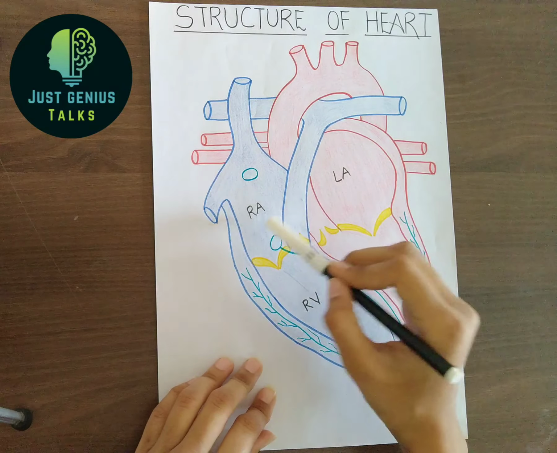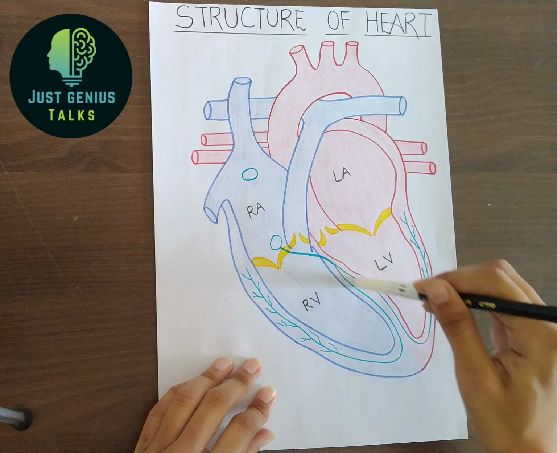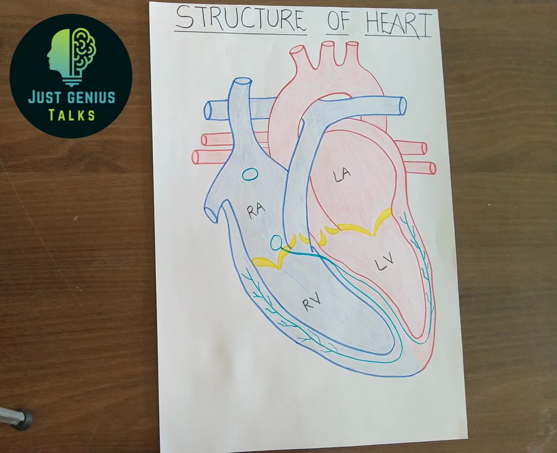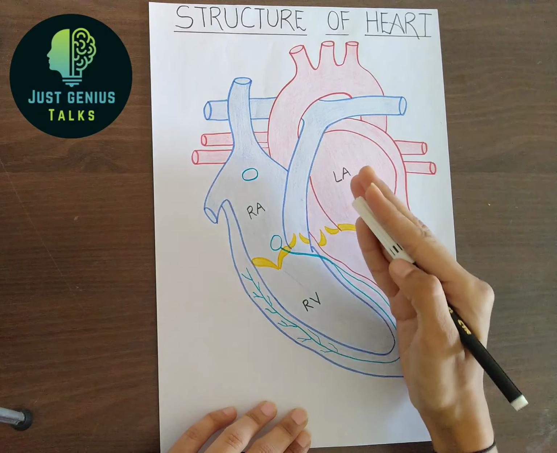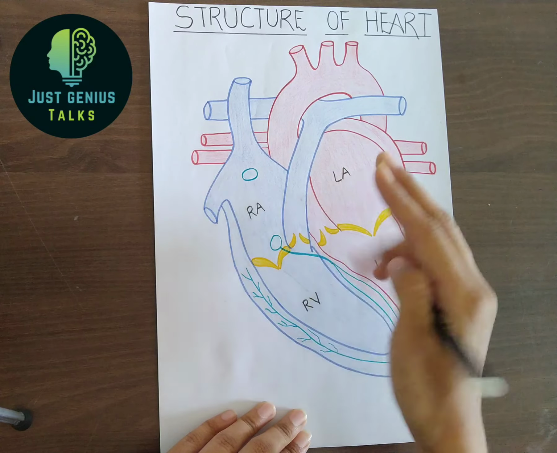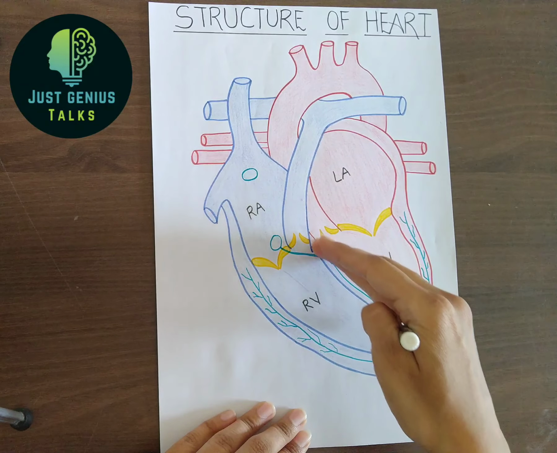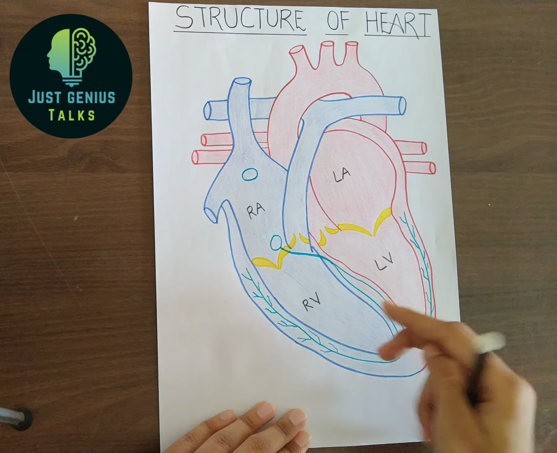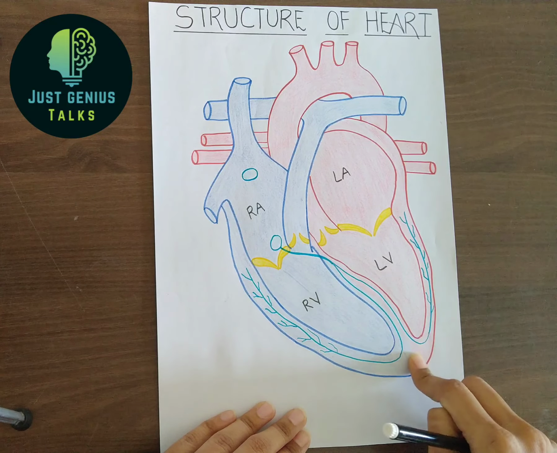Both the atria are separated by a septum. This septum is called the interatrial septum. When it is present between the two atria, it is called the interatrial septum. When it is present between the two ventricles, it is called the interventricular septum.